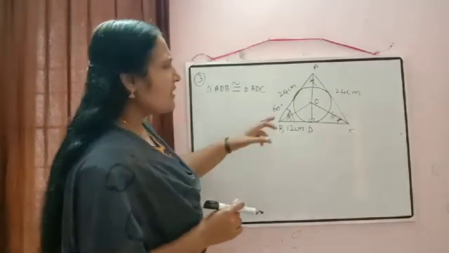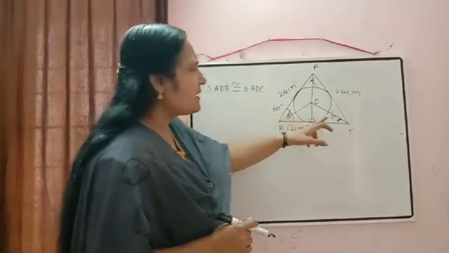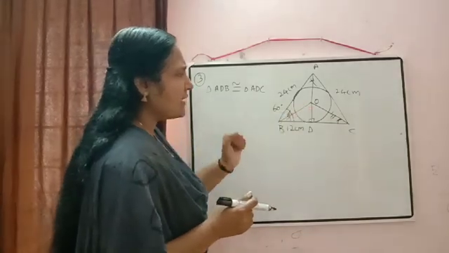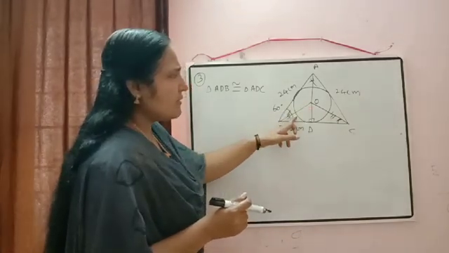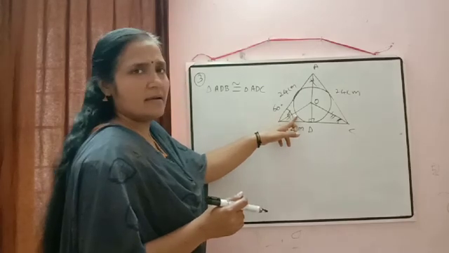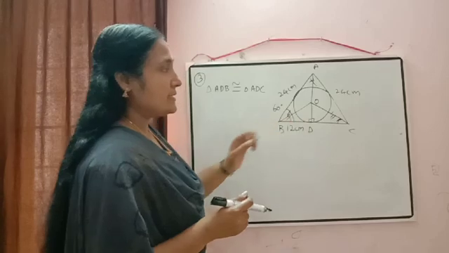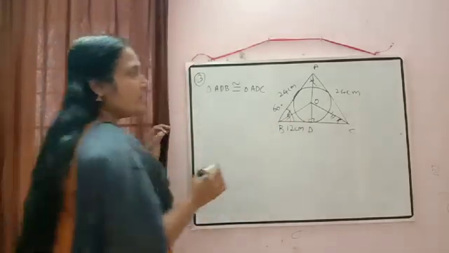Now what is the relation? What relation will come here? Angle B and angle C. If we are saying these angles are equal, what relation will come? What will be the value of this one? Yes, can you tell me what will be the value? Yes, that will be equal to 30 degree.